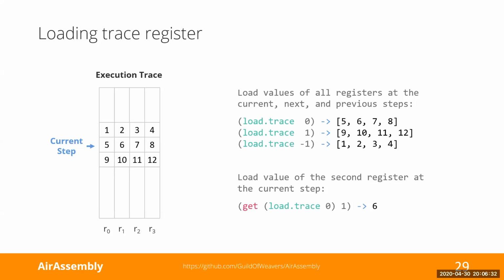steps. So if I wanted, for example, to load the current step, I would say load trace 0, and it would return the current step. If I wanted to get a specific value, because every state is a vector, I could just get a value out of this vector, and it would give me 6.